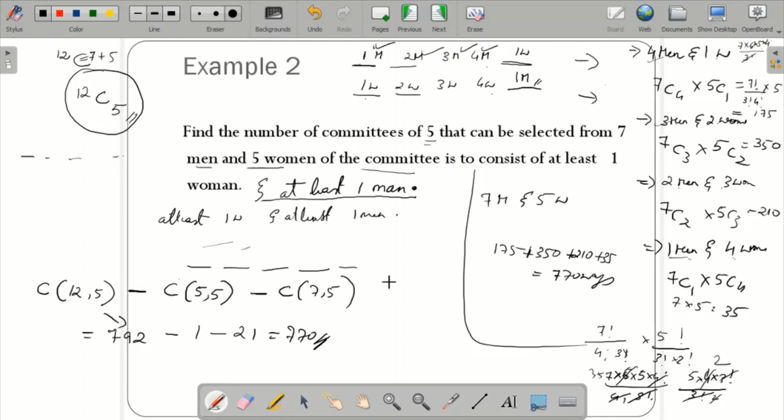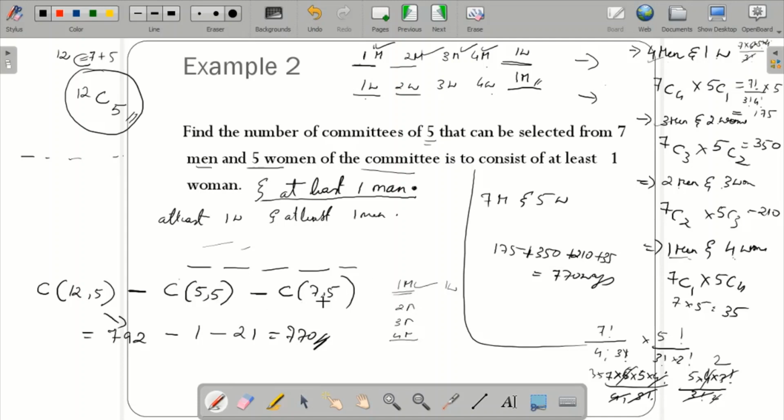So that is the constraint. At least 1 man and at least 1 woman means you can take 1 man, next 2 men, 3 men and 4 men. And the maximum you can have? When it comes to 5 men, the constraint breaks, so 1 woman is mandatory. So you subtract that case.